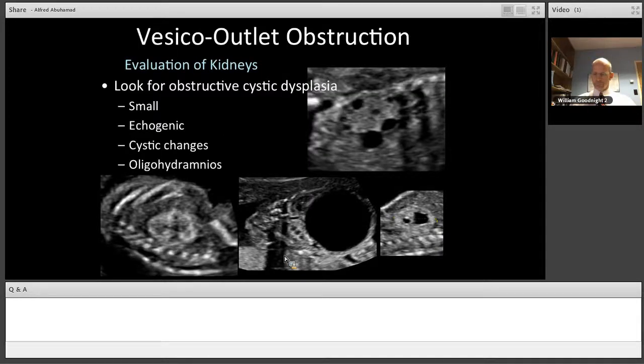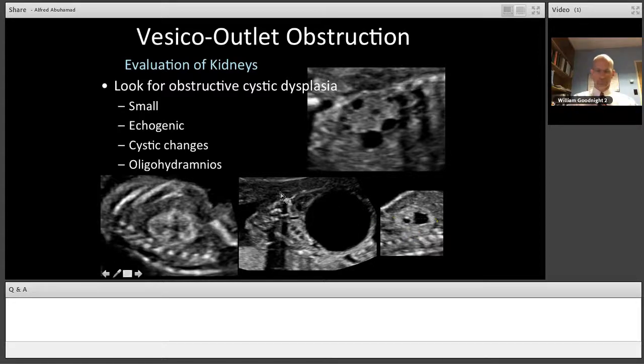First, you look at the kidneys. So what I'm looking for is obstructive cystic dysplasia. Here, what I'm looking for, kidneys that are small, that are echogenic, that have cystic changes. As you see right here, they are peripheral cysts, and these are not calyces, so don't make that mistake. You see right here, and look at this bright echogenic small kidney that you see here. And this is a small kidney with an abnormal cyst, as you see right here.